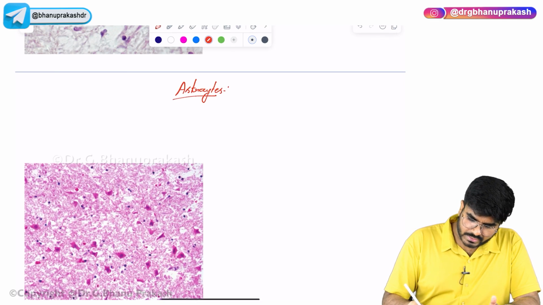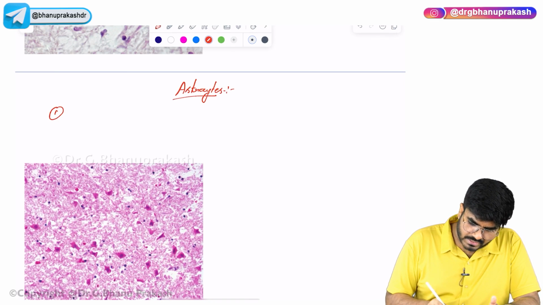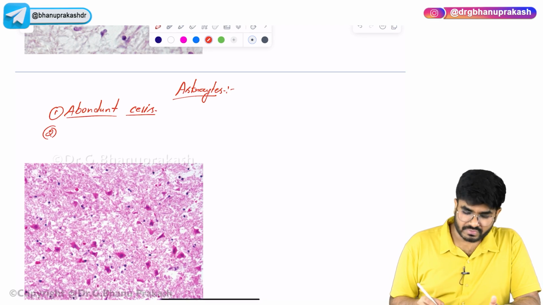So what are the important points about the astrocytes? Astrocytes are the abundant cells. Okay, so they are the most abundant cells. Second one, these astrocytes are the ones which are involved in the formation of the blood-brain barrier.